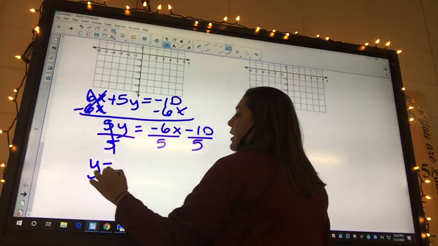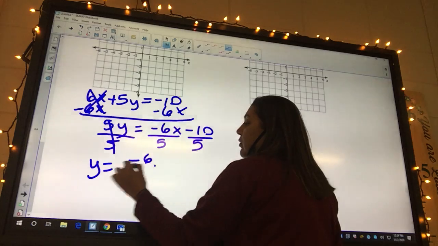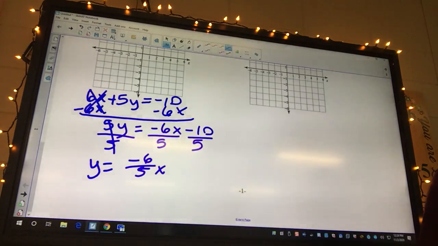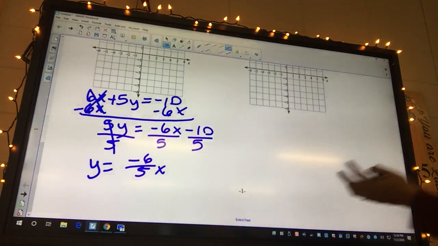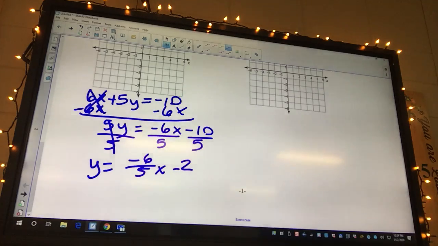So I got y equals, this one is going to stay a fraction, because negative 6 over 5 is still going to be a decimal. It's negative 6 over 5x. What's 10 over 5? Negative 2. Yeah, it's 2, and then there's that negative, so it's going to be negative 2. If you're not sure, you can type 10 over 5 in your calculator, and it's going to spit out the answer of 2.